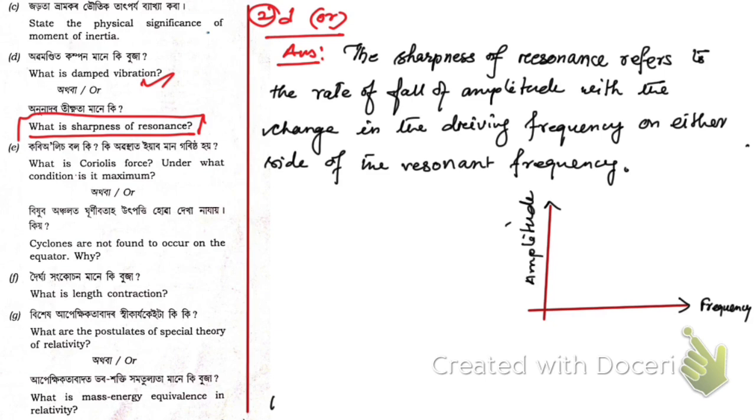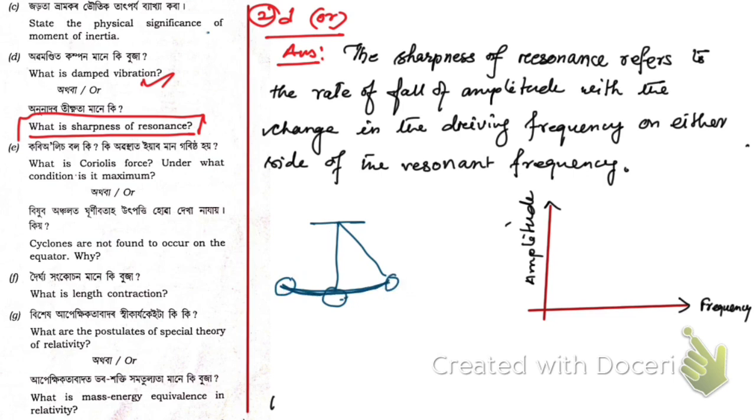So now let me explain what is resonance. Now you see, suppose we have a simple pendulum. If you bring the bob here at this position and release it, it will oscillate this way, right, with its natural frequency. That means if you bring the bob to this position and release it, it will oscillate with a frequency. That frequency is called the natural frequency of this pendulum.